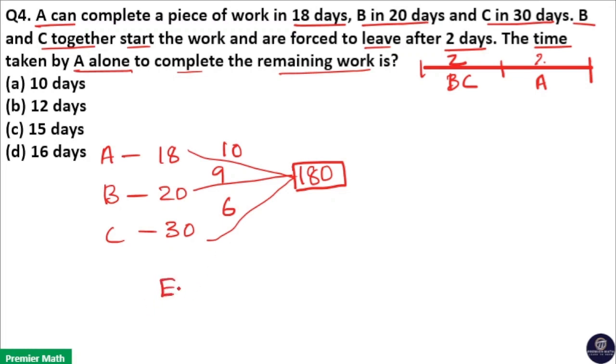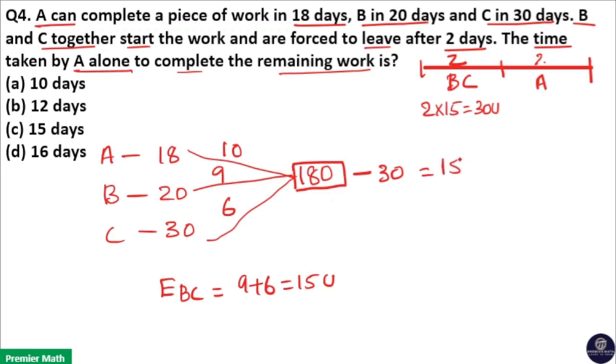Here efficiency of B and C is 9 plus 6, 15 unit. That means B and C can complete 15 unit of work in a day. But here B, C worked for 2 days. That means in 2 days they completed 2 into 15, 30 unit of work. So the remaining work is 180 minus 30, which is equal to 150 unit, which is completed by A. And efficiency of A is 10 unit. That means the remaining work 150 unit is completed by A in 150 by 10, which is equal to 15 days.